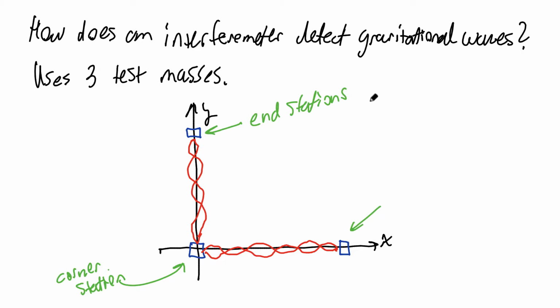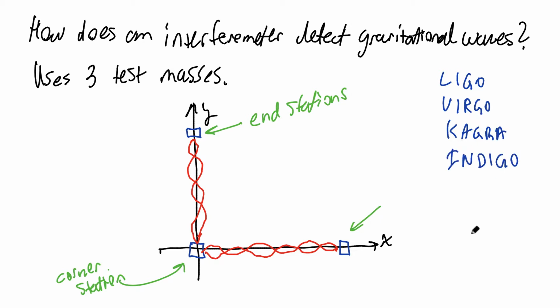So this is the basic idea behind the ground-based gravitational wave detectors, such as LIGO, Virgo, KAGRA, IndIGO. And it's also the basic idea behind the space-based LISA mission, with the main difference being that the end stations and corner stations are replaced by satellites.